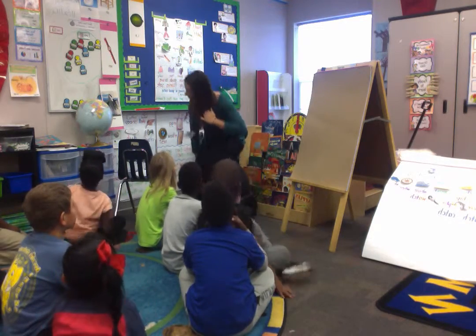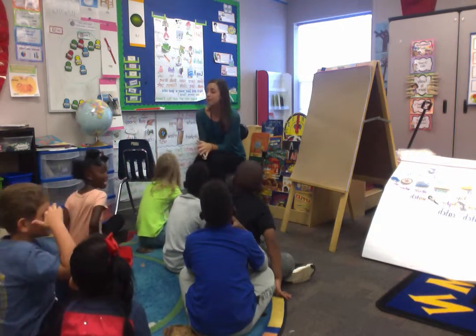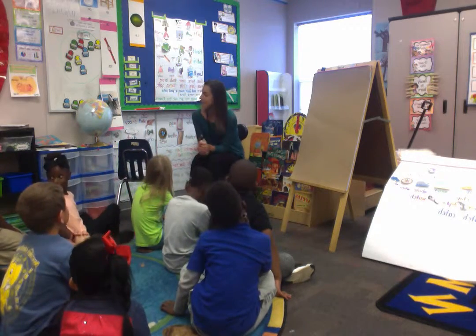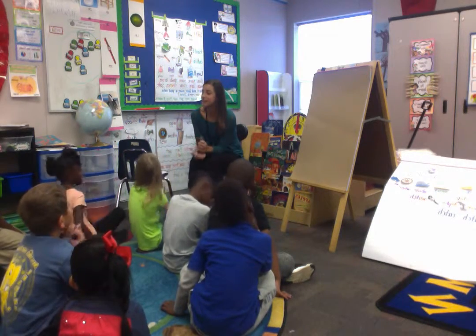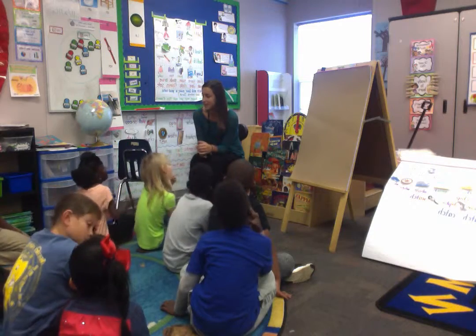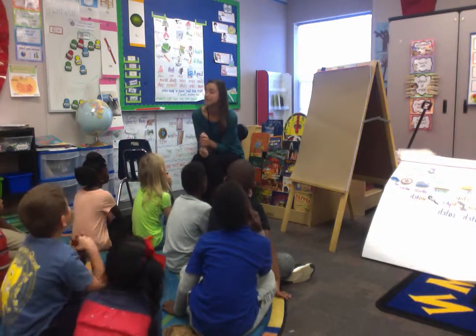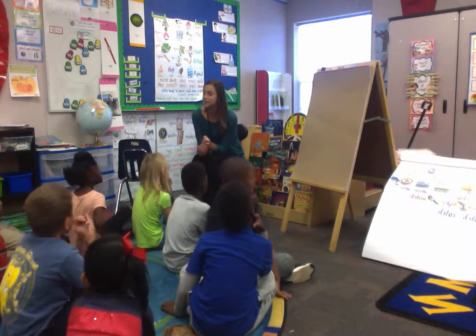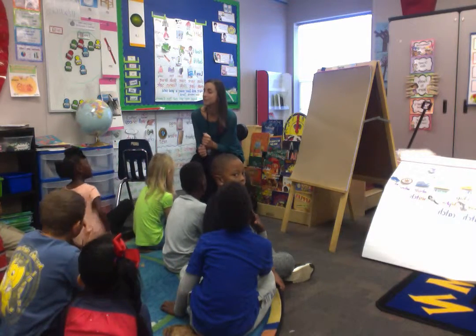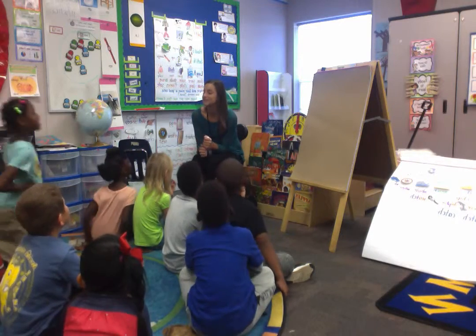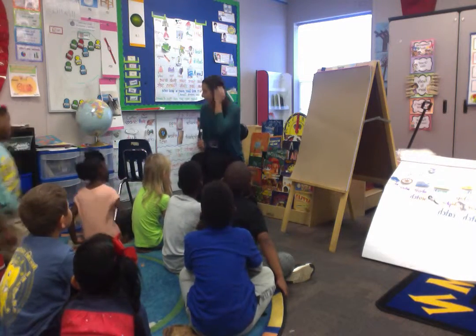Okay, so the events in a story happen in a certain order. In a story, there is a beginning, a middle, and an end. The order that events happen in is called a sequence. Can everyone say the word sequence? Sequence. All right, let's say it one more time. 1, 2, 3. Sequence. All right, great.